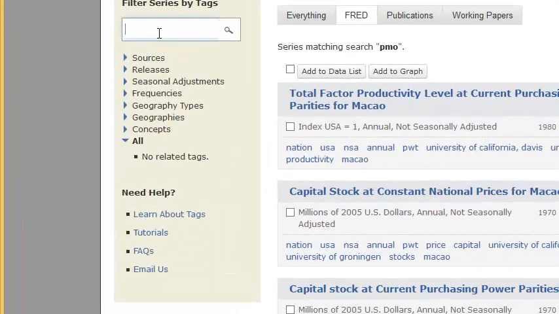Oh, POMO. Isn't this the same as the Fed balance sheet? Yes. So, are we looking at purchasing power parities for?